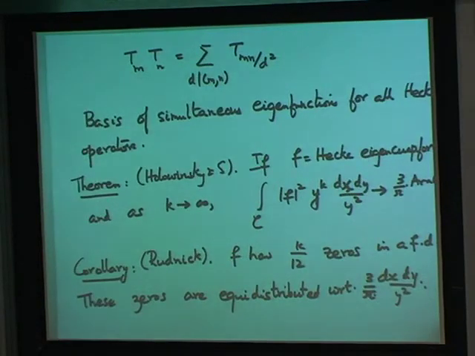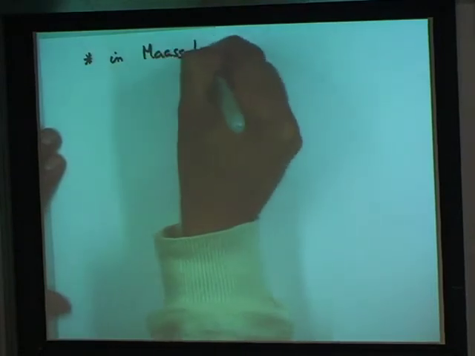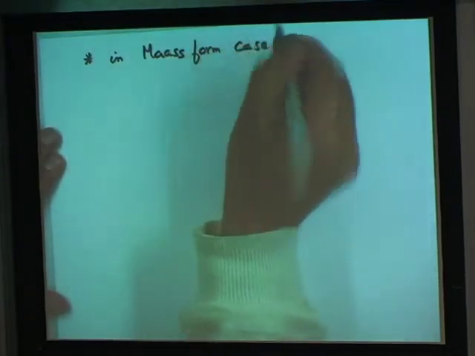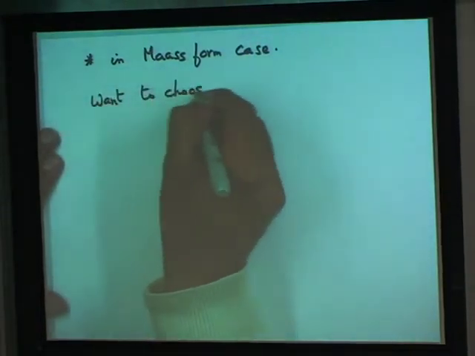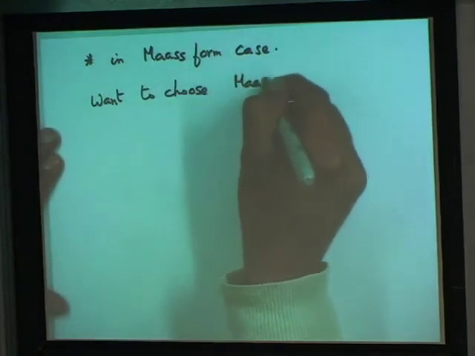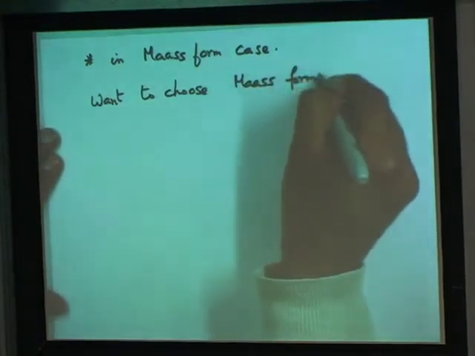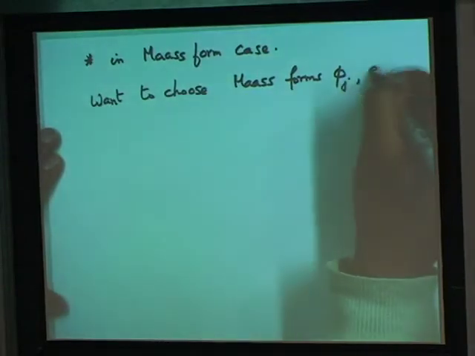I want to take one more minute to explain that when I stated the result for Maass forms, there was an asterisk, which I did not explain. So the asterisk is the same condition here. The Maass forms: we want to choose Maass forms phi_j, which are also eigenfunctions of all the Hecke operators.